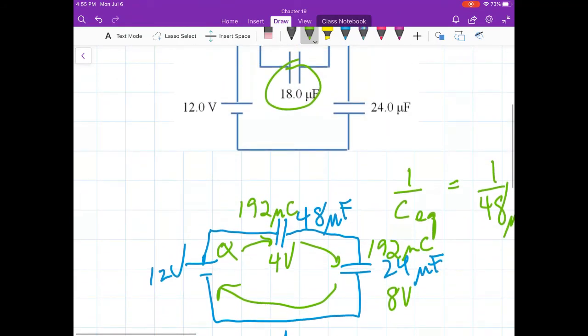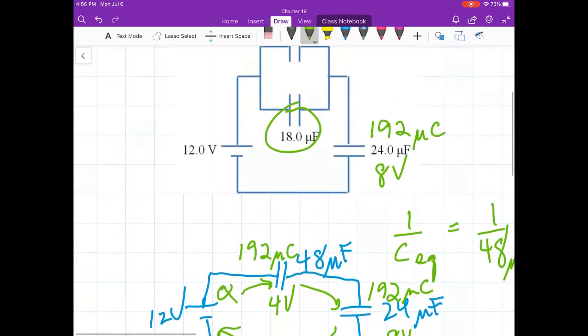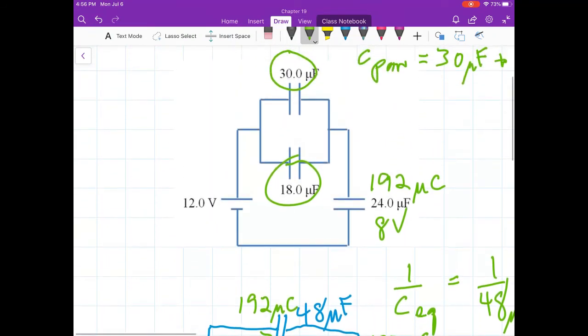Well, the 24 is right here. The 24 has 192 microcoulomb. The 24 has 8 volts. What about these two in parallel?